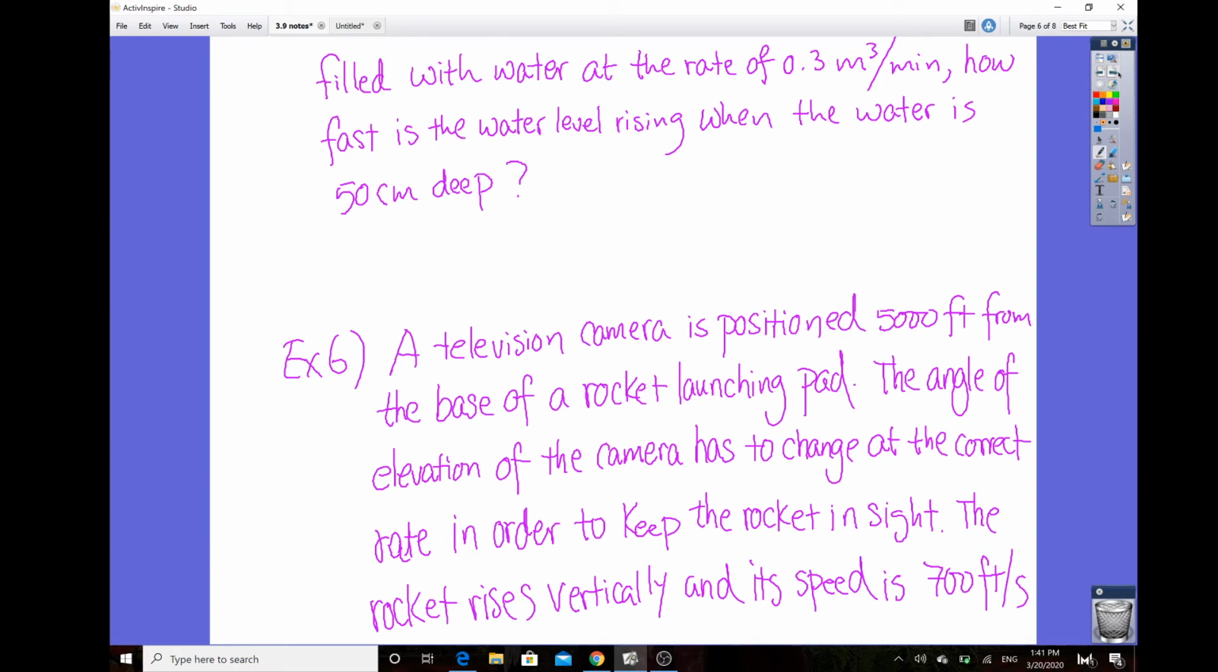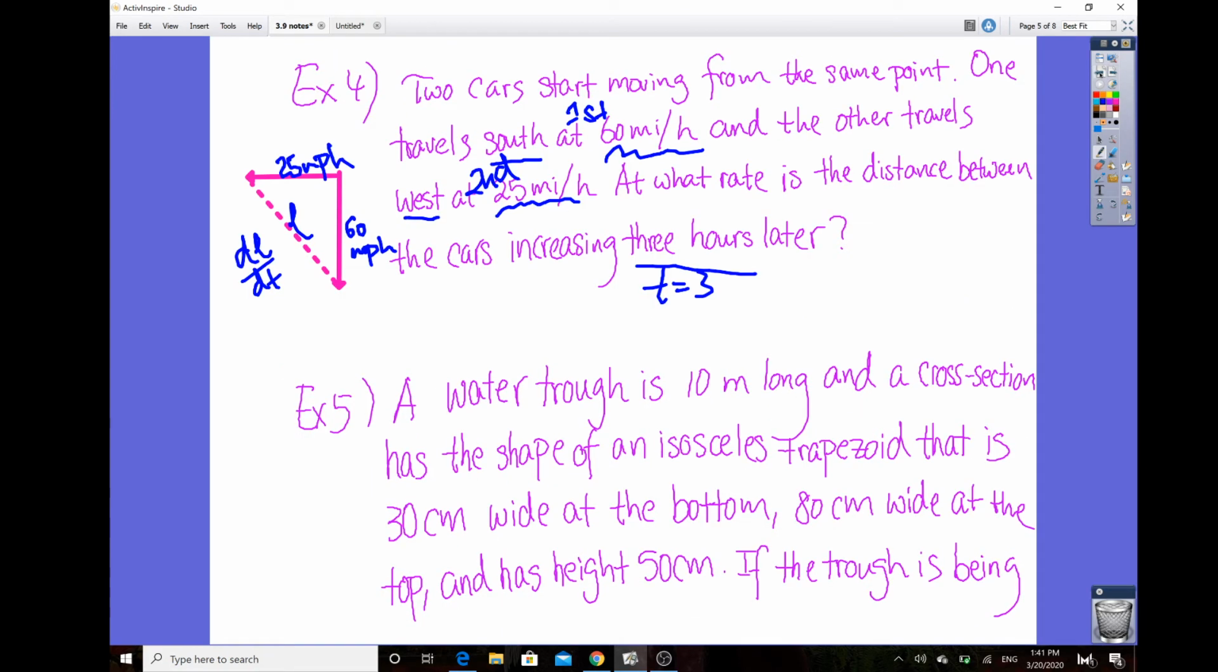That's a lot of information here. So the first thing that you want to do is the annotation. We know that the trough is 10 meters long, so the length or the distance. And we know that the cross-section is a trapezoid, an isosceles trapezoid. Okay, so let's draw the diagram here. If that's an isosceles trapezoid, it looks like this.